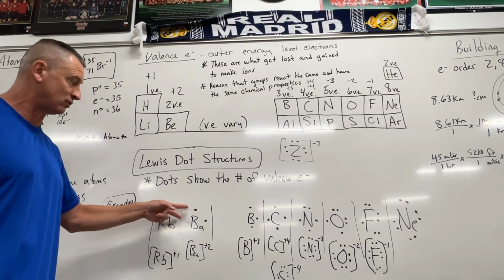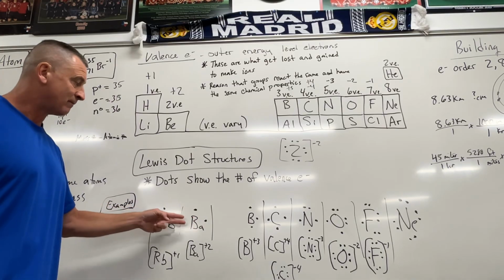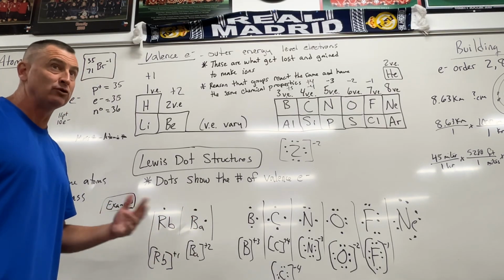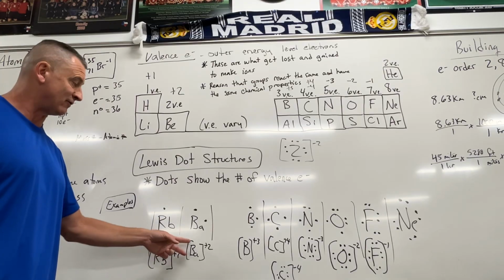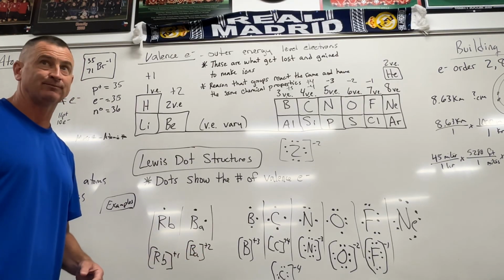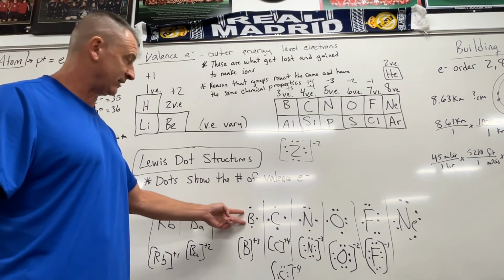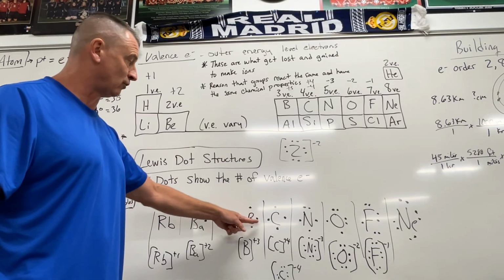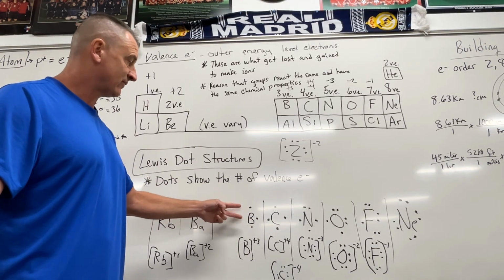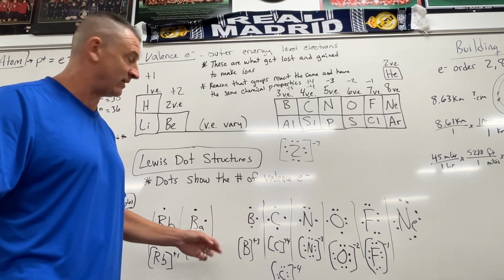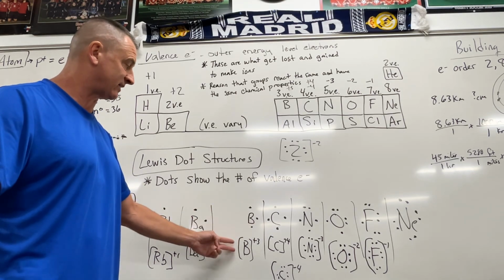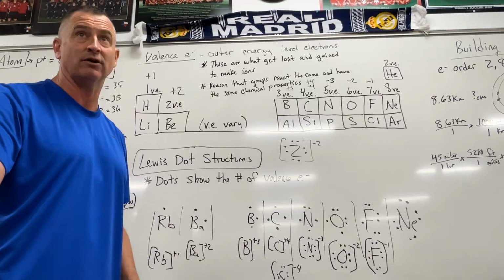So barium has 2 dots because it has 2 valence electrons, but a barium ion is going to lose its 2 dots, and it's going to have no dots and a +2. Boron's family has 3, so a neutral boron is going to have 3 dots. Okay, but if it's a boron ion, it's going to lose its 3 dots, and it's going to have no dots and a +3 charge.